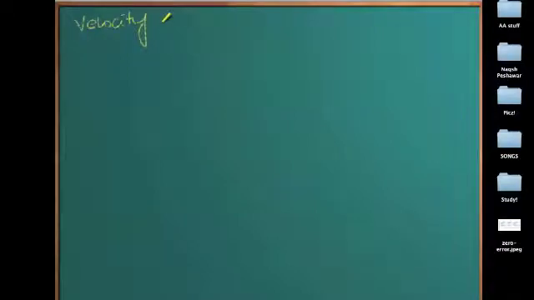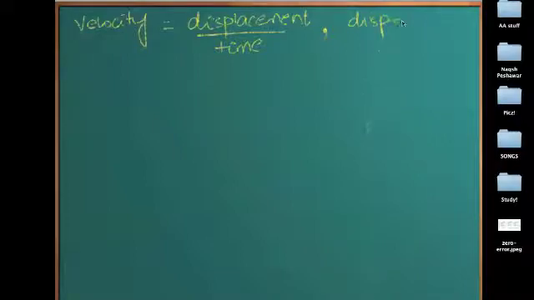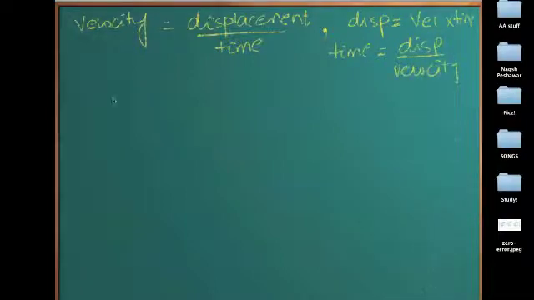So the formula for velocity was displacement over time. Now you can just switch the formula, getting displacement is equal to velocity times time, and time is equal to displacement divided by velocity. These are the three thumb rule formulas that you should always remember. But let me give you an example, for a clear understanding.